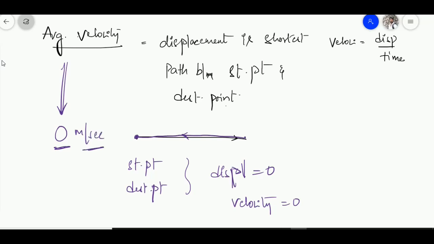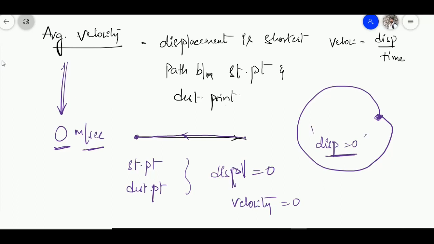So let's say there is an athlete running on a track. He started here, ran the whole circle and came back here again. So the displacement is 0. Distance is the whole length of the track, the distance which he traveled. But the displacement is 0 because there is no path or length between the starting point and the ending point, because both are exactly the same.